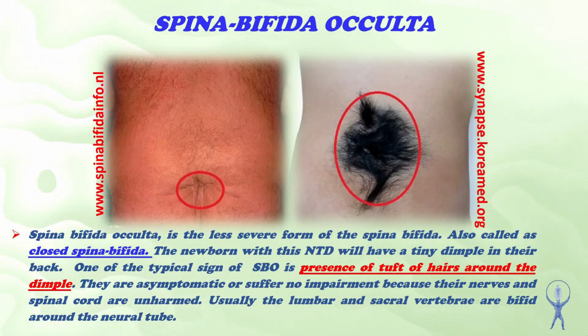Spina bifida occulta is the less severe form of spina bifida. It is also called closed spina bifida. The newborn with this NTD will have a tiny dimple in their back. One of the typical signs of spina bifida occulta is the presence of a tuft of hair around the dimple. They are asymptomatic or suffer no impairment because their nerves and spinal cord are unharmed. Usually the lumbar and sacral vertebrae are bifid around the neural tube.